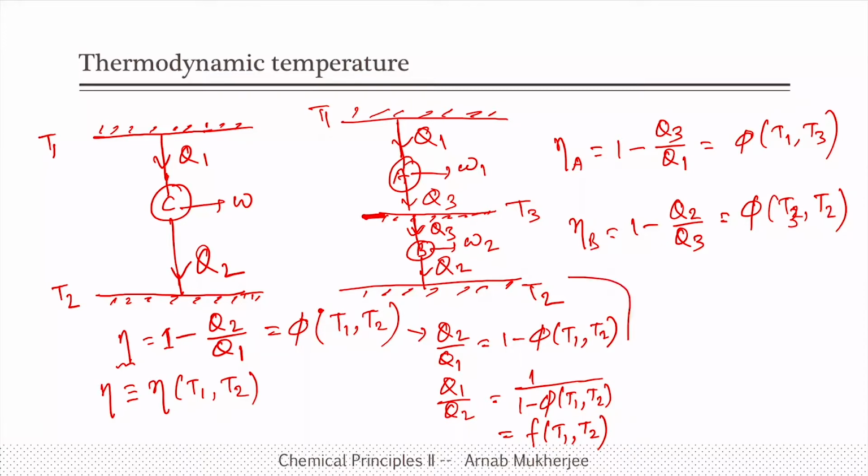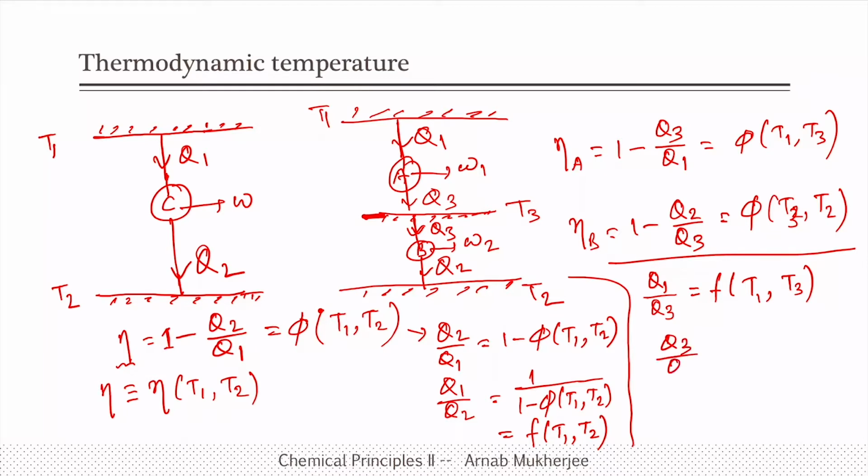So, we can write the same thing for the above two. From eta A we get heat input Q1 by Q3 is a function of T1 and T3, and from eta B, the engine B, what we get? The input is Q3, output is Q2, we get F T3 T2.